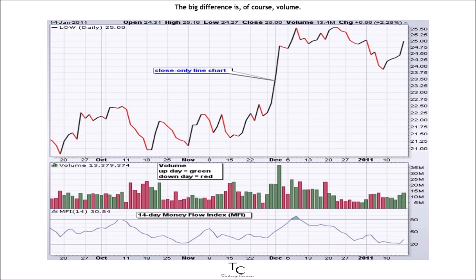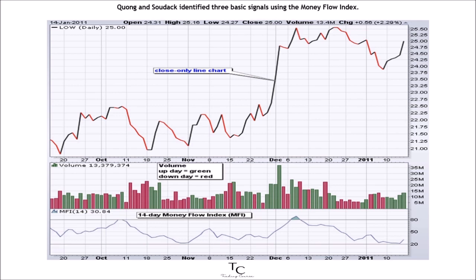The big difference is, of course, volume. Because volume is added to the mix, the Money Flow Index will act a little differently than RSI. Theories suggest that volume leads prices. RSI is a momentum oscillator that already leads prices. Incorporating volume can increase this lead time.